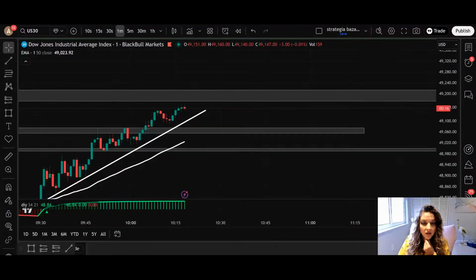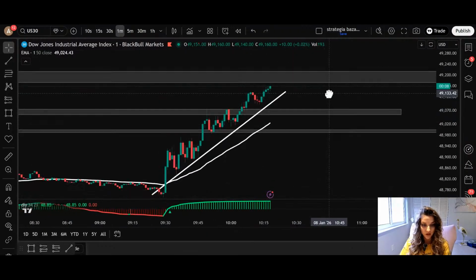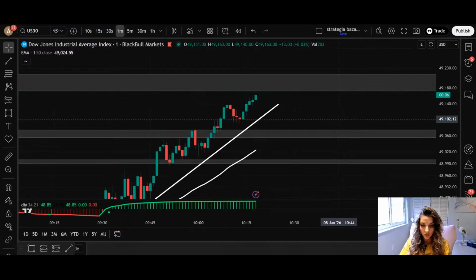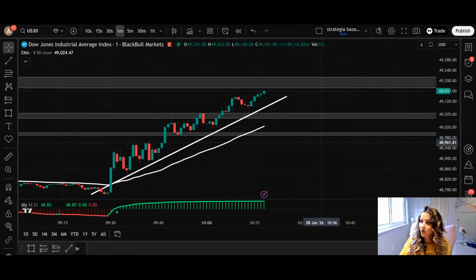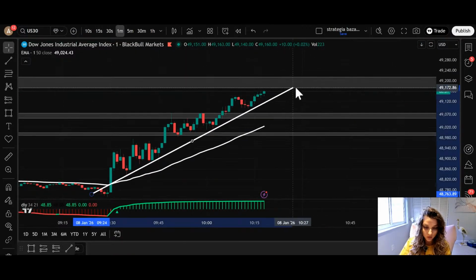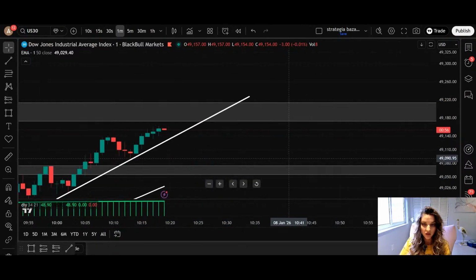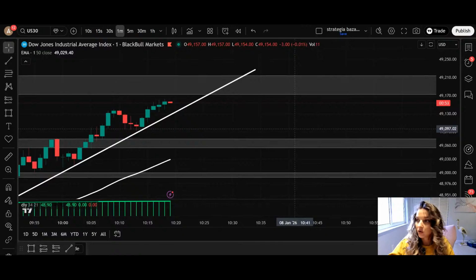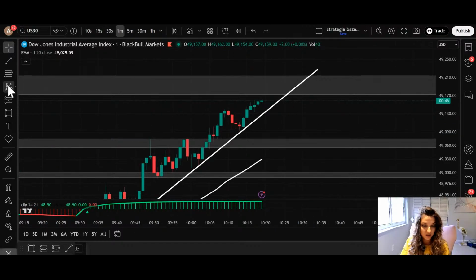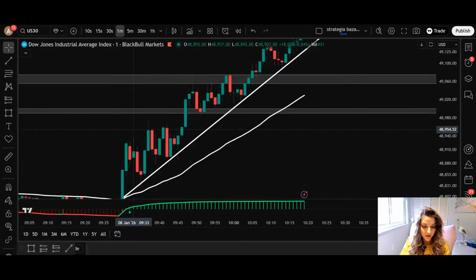Okay. The screen, guys. I have here the US 30. You can see uptrend. Beautiful. I'm waiting to retest this line and see maybe where it's going. I have here down here an indicator that I discovered yesterday and I want to test it out.